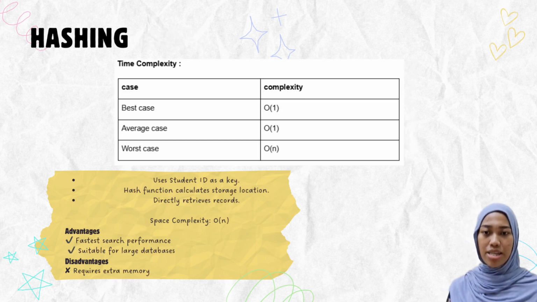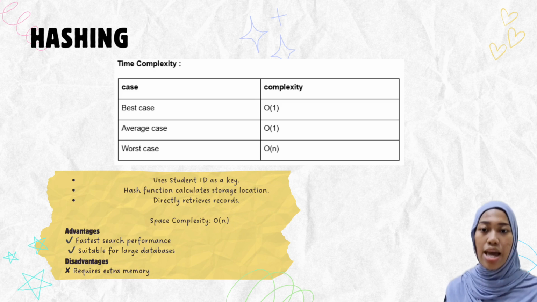The third algorithm is hashing. Hashing uses a hash function to convert a student's unique ID into a specific index in a hash table. This allows the system to access the student record directly instead of searching through multiple records. For example, when a student ID is entered, the hash function calculates its storage location and retrieves the corresponding record immediately. The best and average case time complexity are O(1), making hashing the fastest among the three algorithms.